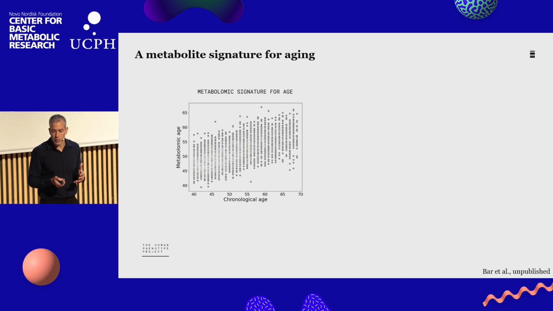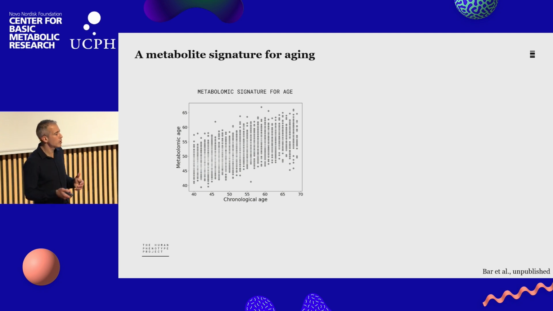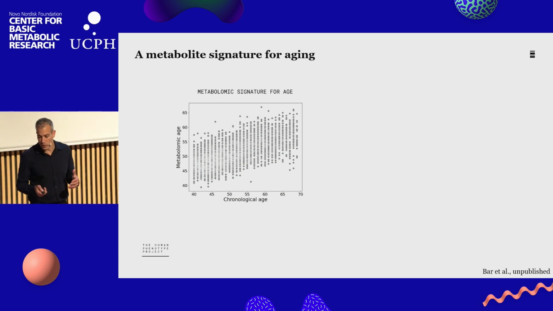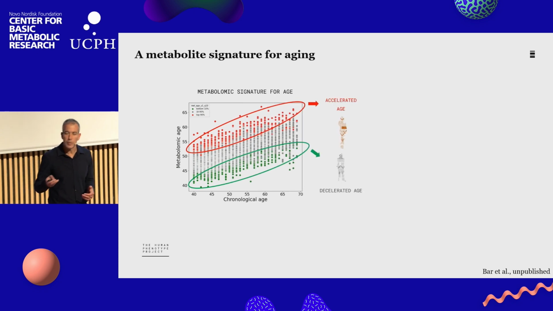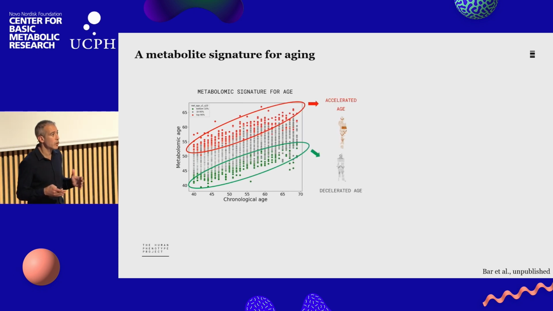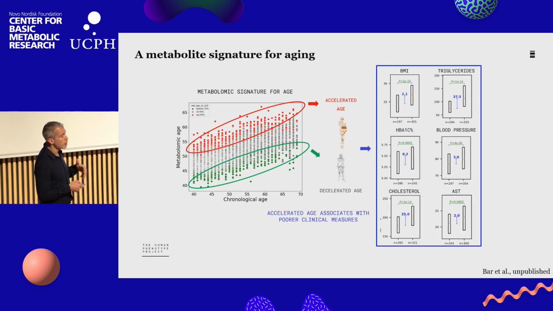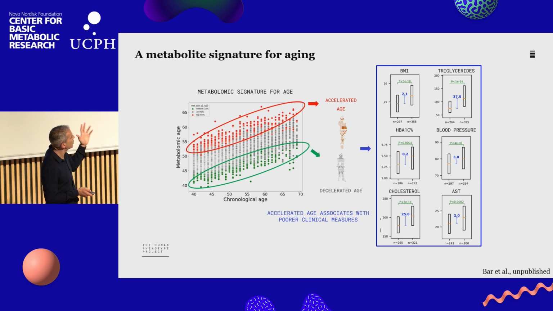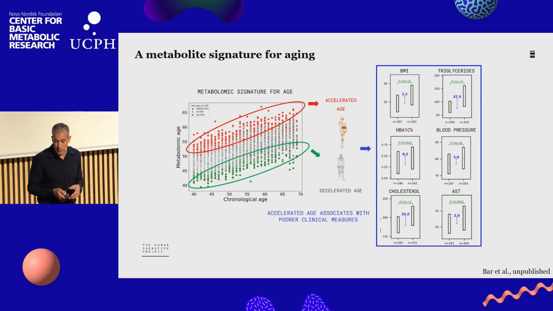And so we asked whether these errors in the model are actually just errors in the model, or whether they actually carry some meaning that people at the top maybe are actually aging faster. And indeed, when we compare people at the top to people at the bottom and look at other independent parameters that were not used as part of the model, we see that people at the top are in worse health condition. They have higher BMI on average, higher triglycerides, hemoglobin A1C, blood pressure, cholesterol, and liver enzymes.